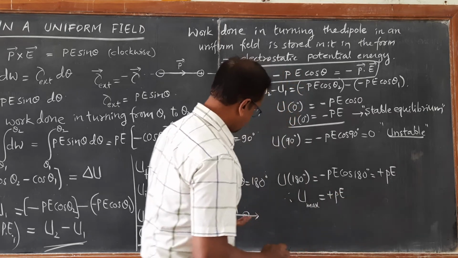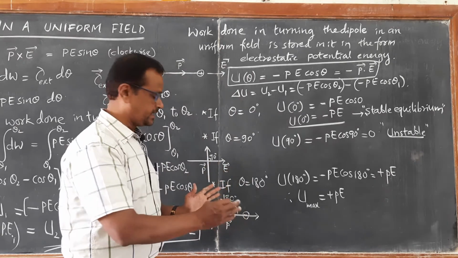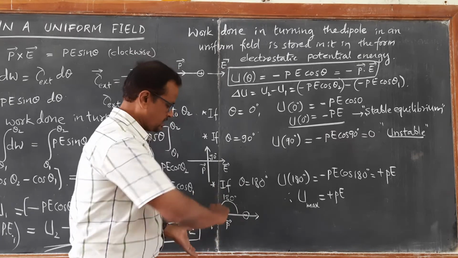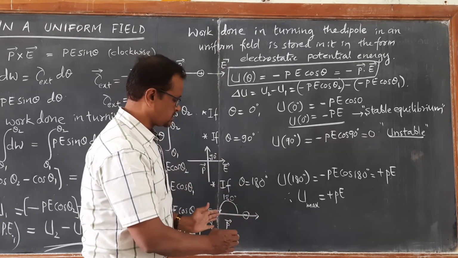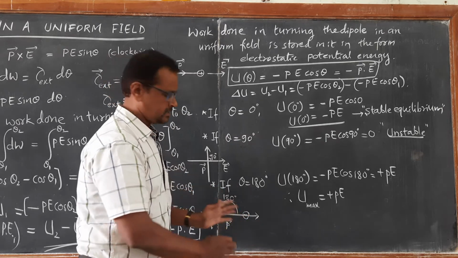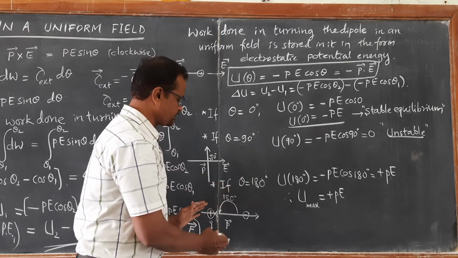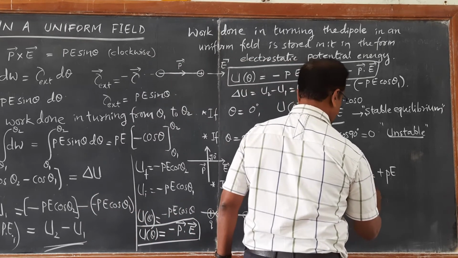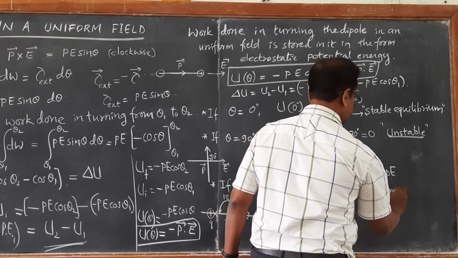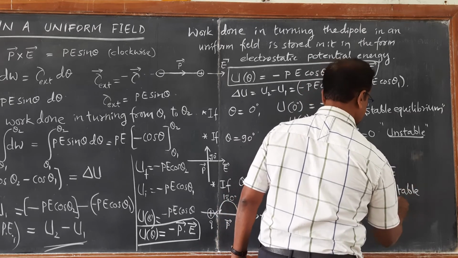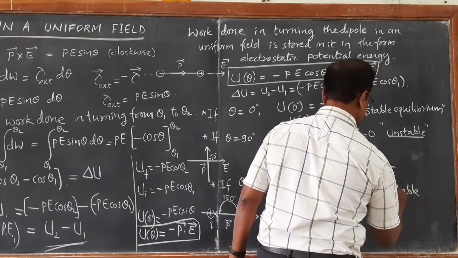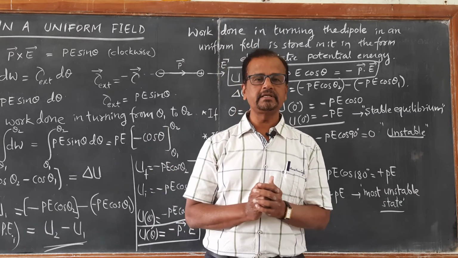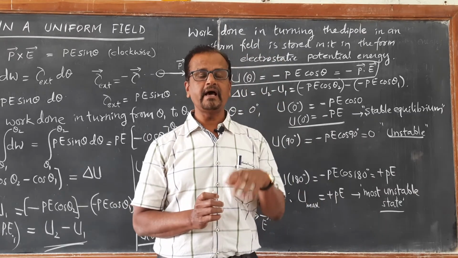So, when the dipole possesses maximum potential energy, it is said to be in the most unstable position, most unstable state. As a result, the dipole immediately turns with maximum kinetic energy, and aligns along the direction of external electric field. Therefore, it is said to be in the most unstable state of equilibrium.